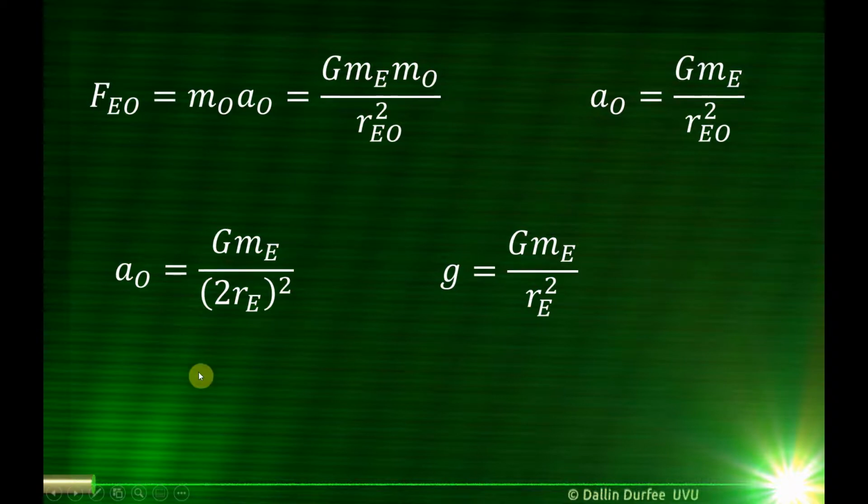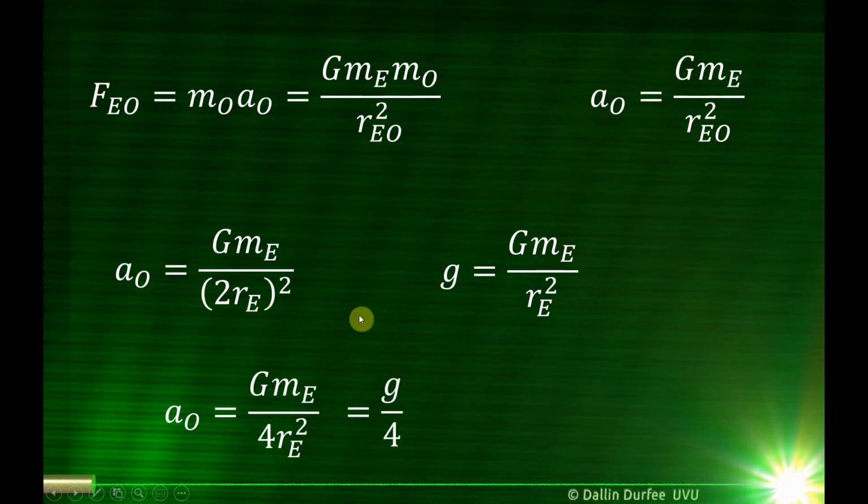So I can write my acceleration up above the Earth in terms of the acceleration at the surface of the Earth, right? I just square this out and I get 4 radius of Earth squared, and that's just then g over 4. So the acceleration due to Earth's gravity, 1 Earth radius above the surface of the Earth, is 1/4 the acceleration of gravity at the surface of the Earth.